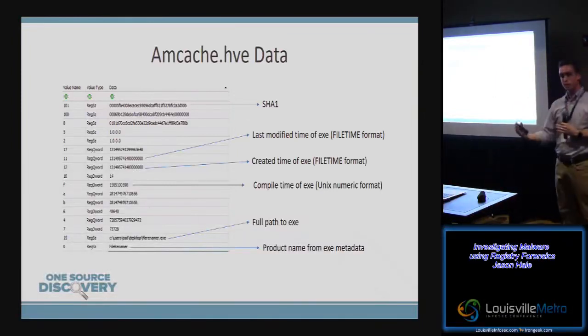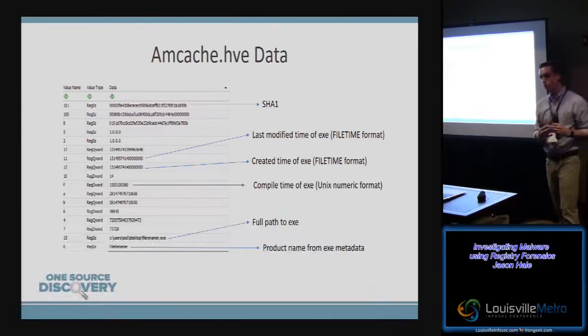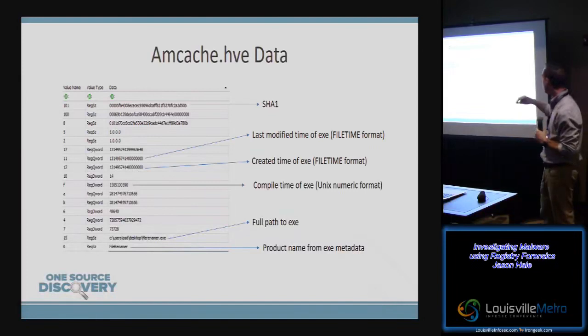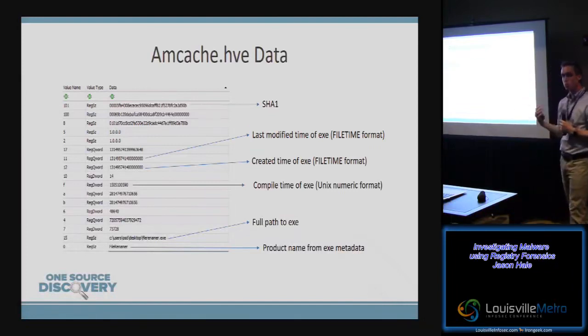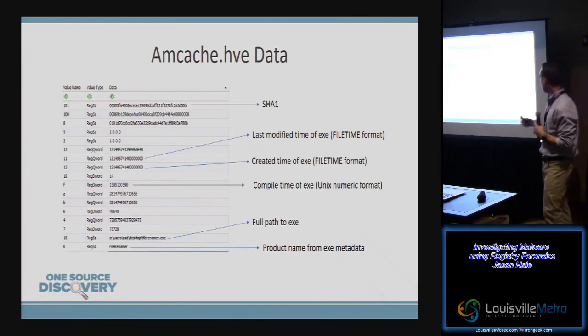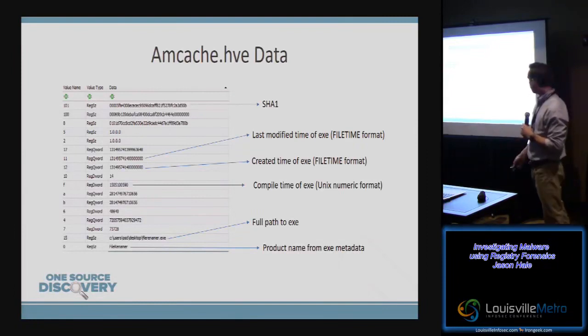So that would allow us to do whitelisting, blacklisting, and looking for other instances of this particular program across an enterprise. And keep in mind, this is all without access to the actual program or the executable itself. So this is based solely on information in the registry where that file was stored or executed.